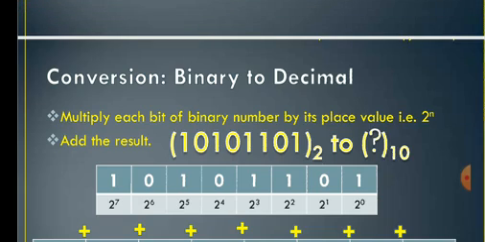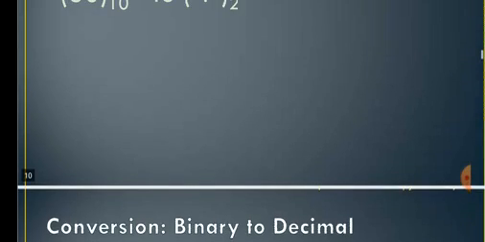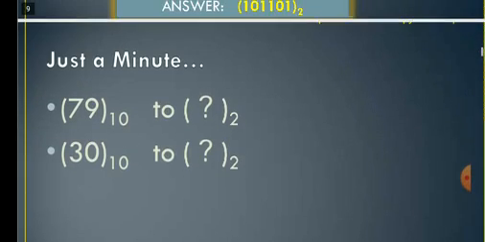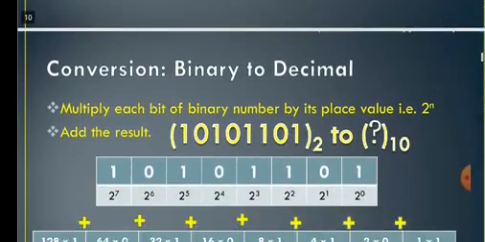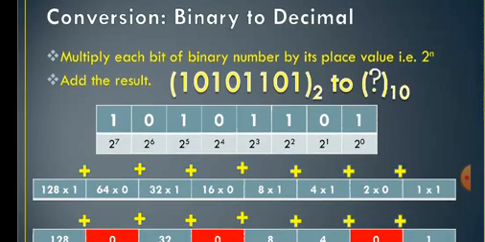Now we'll move on to the next topic. In the previous session we have seen how to convert decimal to binary. Now we'll be seeing how to convert binary to decimal. If it is binary to decimal, we need to consider the place value, multiply that place value with each digit, and add all the results.